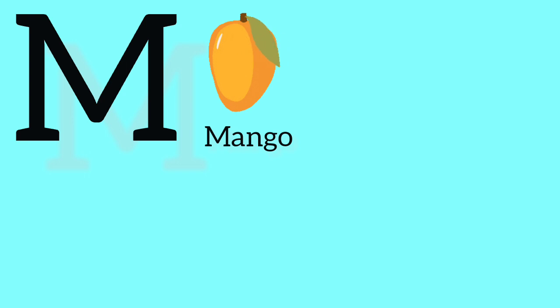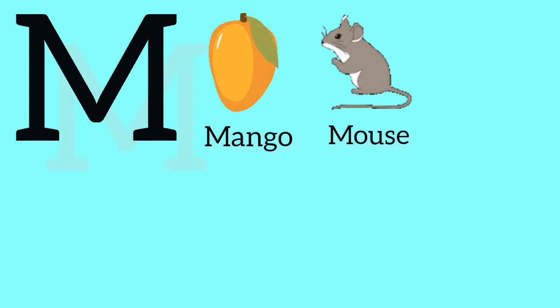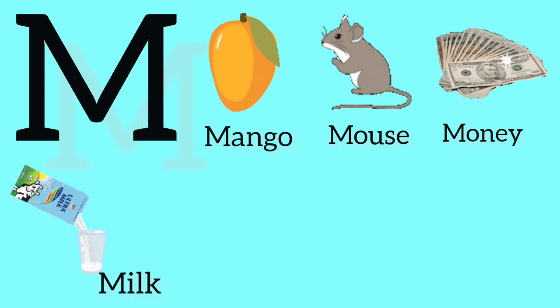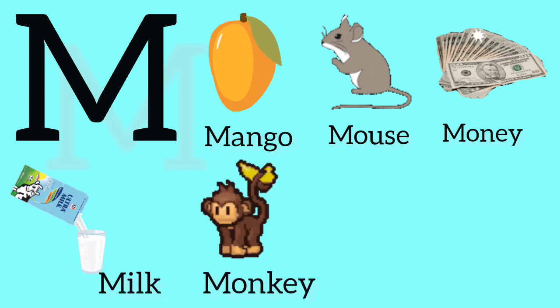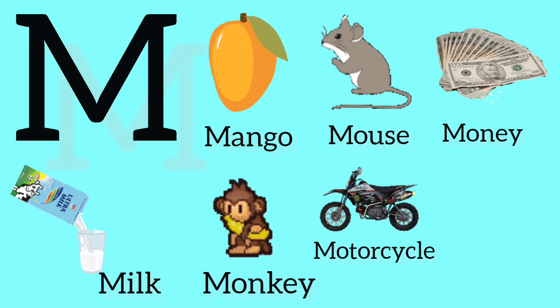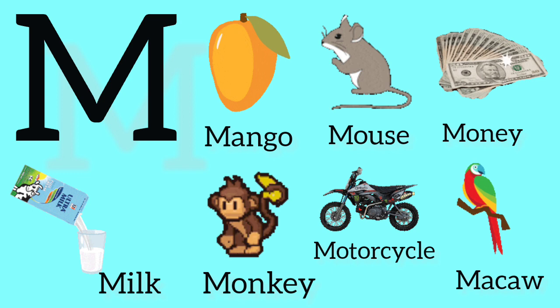M is for mango. M is for mouse. M is for money. M is for milk. M is for monkey. M is for motorcycle. M is for macaw.